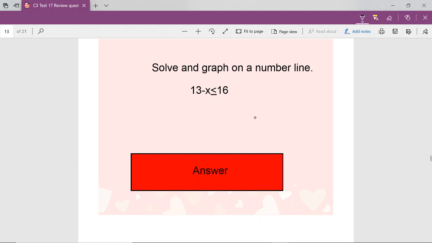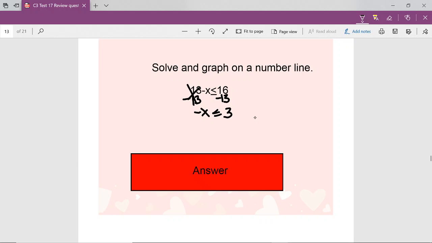Solving graph on the number line. Solving an inequality means that I need to get x by itself, just like an equation, got to get our variable by itself. So the first thing that's bothering it is this 13. Now this is a positive 13, even though I see a subtraction sign here, it's actually connected to the x. This is a positive 13, so I need to subtract 13 from each side. And I get, canceled out there, negative x is less than or equal to 3.